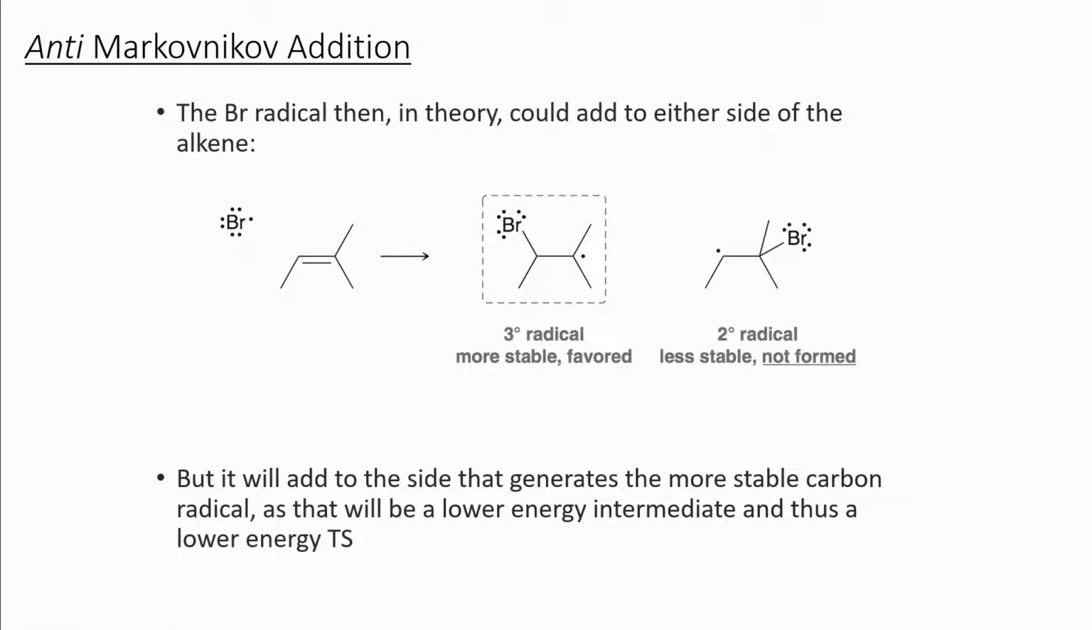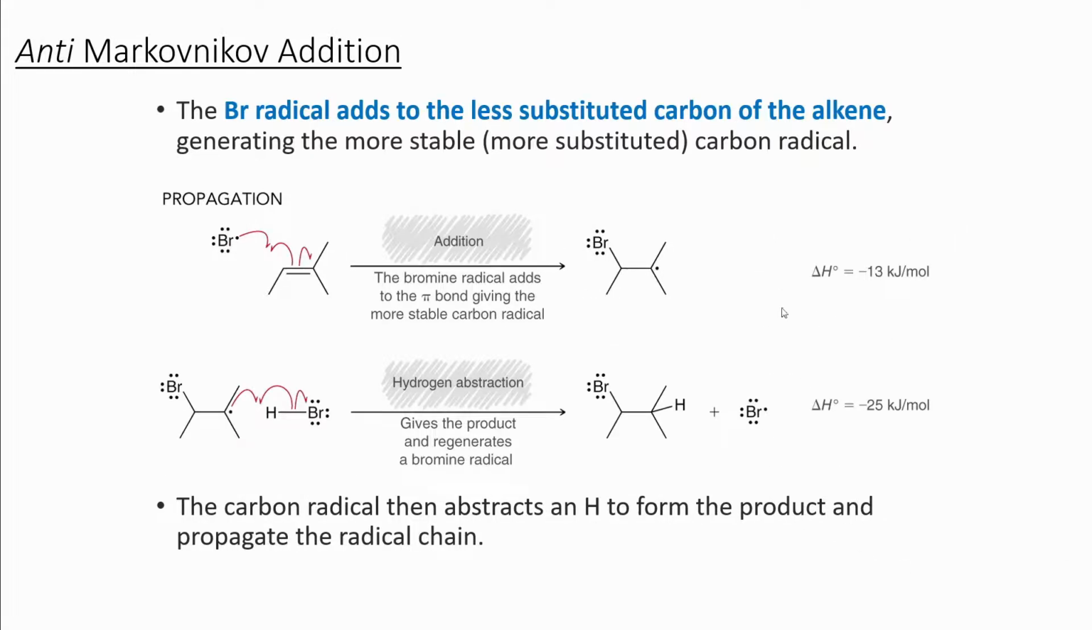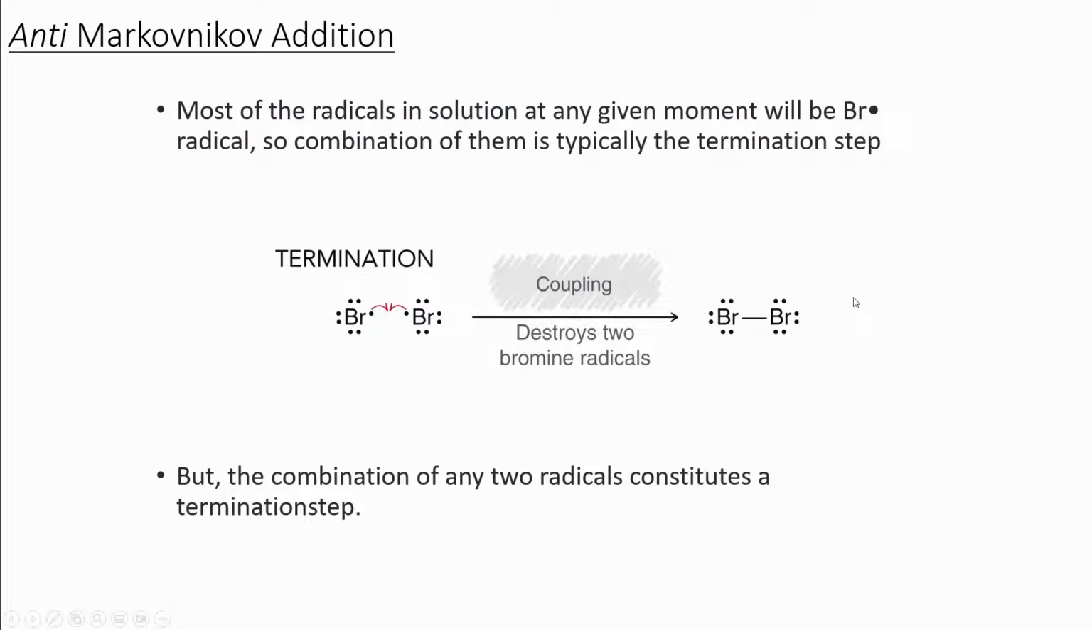During the propagation step, the bromine radical can then react with the alkene. It can generate either a tertiary radical or a secondary radical. In this case, it's going to form the tertiary radical because that radical is more stable and favored. The bromine radical adds to the pi bond, giving the more stable carbon radical. That carbon radical can then engage in hydrogen abstraction to form the product. The final step of this reaction will be a termination step, which can destroy two bromine radicals.